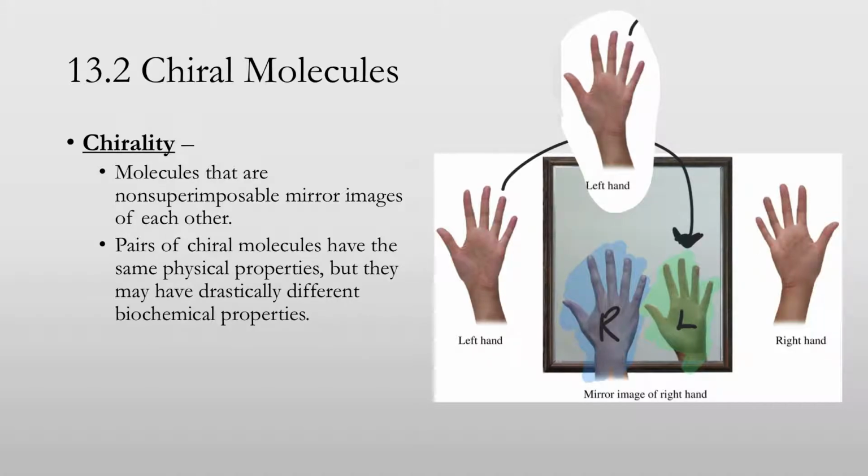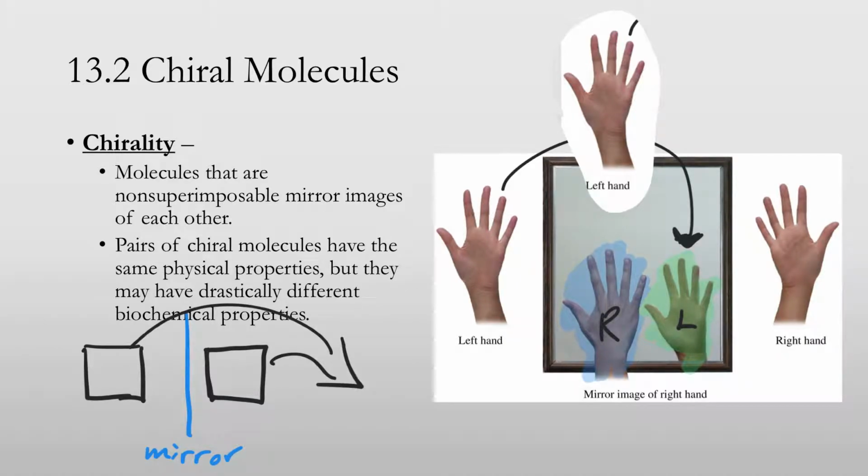Some molecules can be mirror images of each other and be superimposable. These would not be chiral. So just for clarity's sake, I have a box there and a mirror. The mirror image of that box would be this box. You can see they're the same. Right? So those are mirror images that are superimposable on each other.